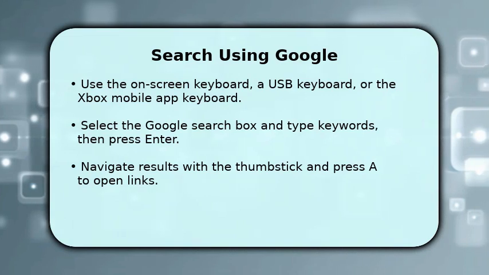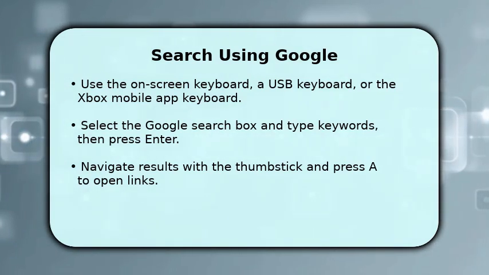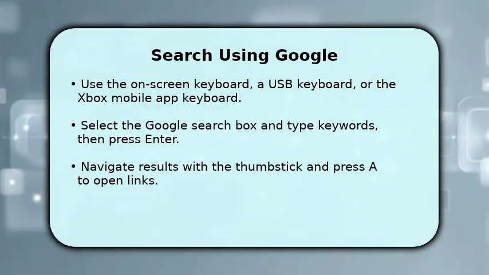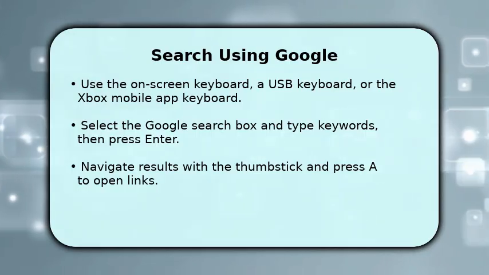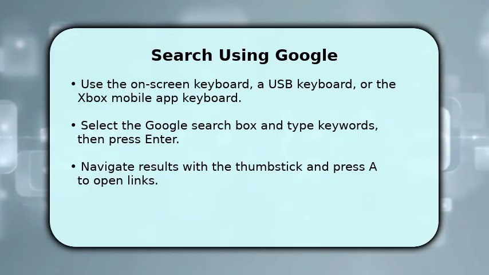Use the on-screen keyboard, a USB keyboard, or the Xbox mobile app keyboard to enter queries. To open the mobile keyboard, pair your phone with the Xbox app and tap the keyboard icon. Select the Google search box and type keywords, then press Enter to run the search.